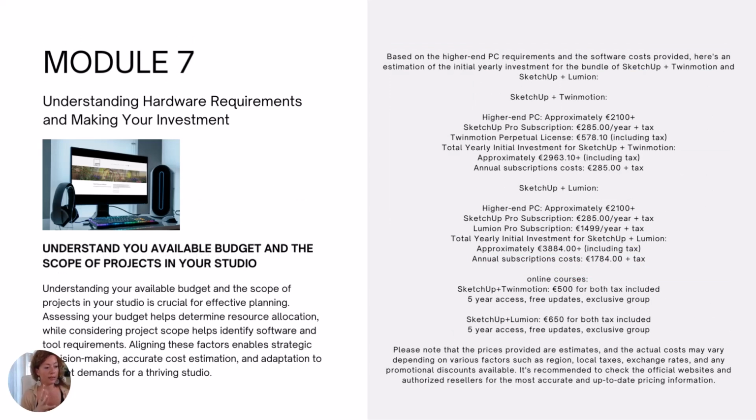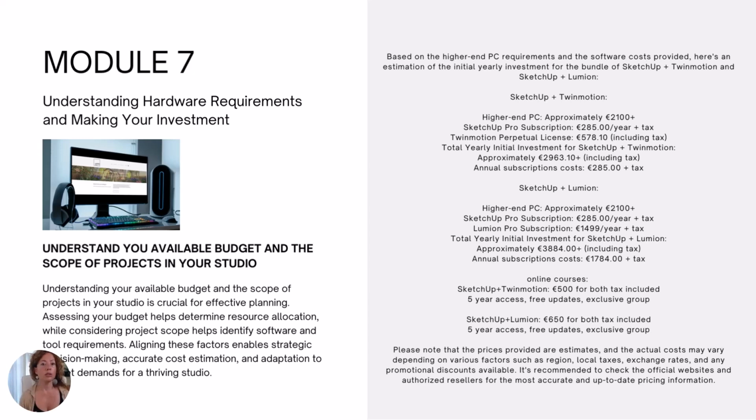So again, I did here a little bit of which bundle, what's going to cost you. Of course, if you go just with SketchUp, you just have the PC and the SketchUp subscription, 300 a year, and you're set to go. Okay, that's SketchUp Pro, you're set to go, and that's cool. If you want Twinmotion and SketchUp, it's going to be around 3,000, the investment plus tax, and the actual annual subscription of just SketchUp.